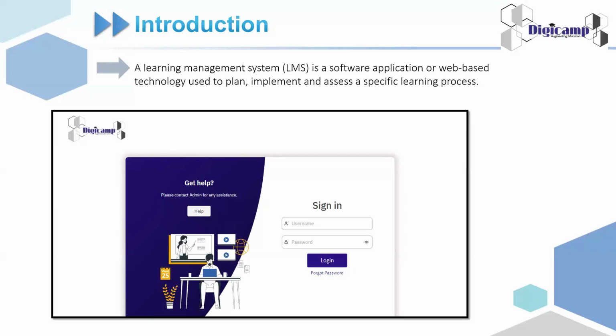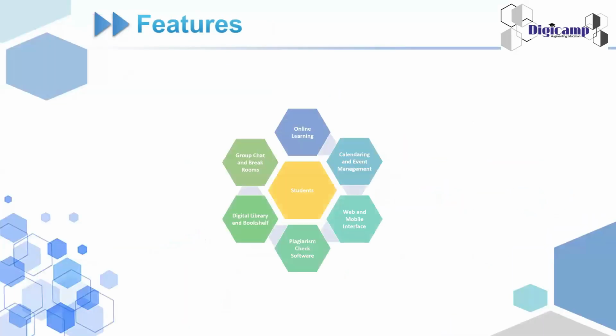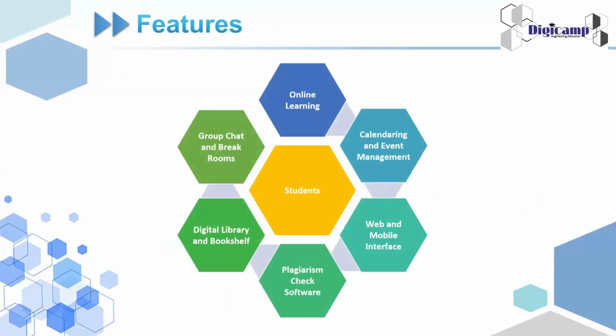Okay. So this is a very basic homepage of the LMS. Now let's understand what the features under this LMS are. Here are the online learnings. Calendaring and event management are also provided by the LMS. Web and mobile interface: there are both ways of interface, the web interface as well as the mobile interface. You can use your LMS on the mobile as well.